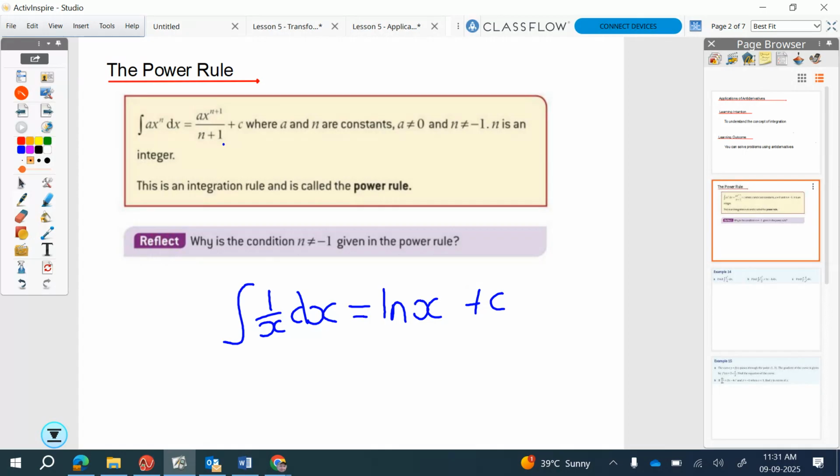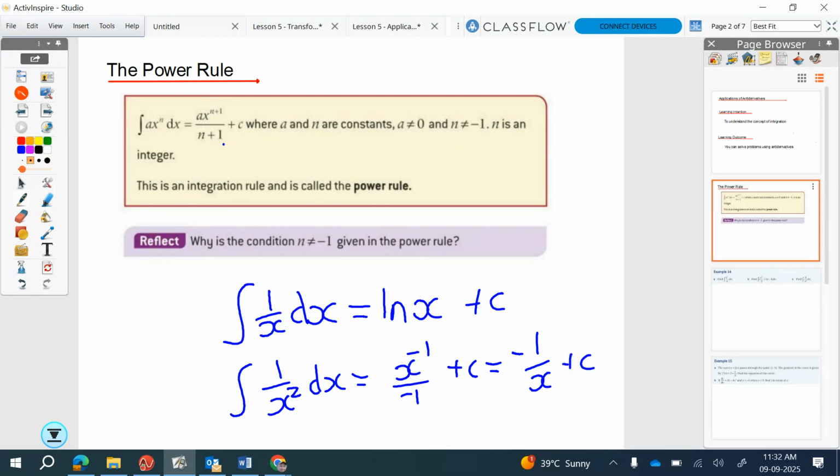So we can have the integral of 1 over x squared, for instance. We've done these ones, hopefully in your homework exercises. And you're going to get x to the -1 over -1, which is going to be -1 over x. So make sure you're familiar with the power rule for integration.